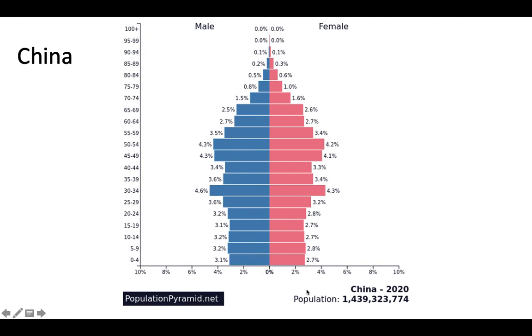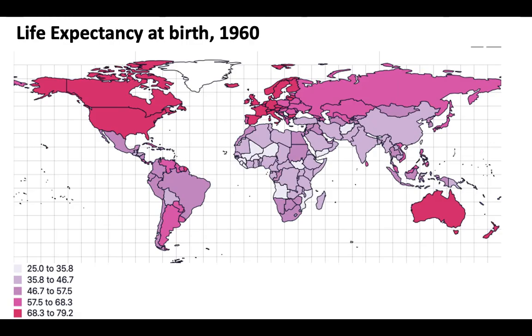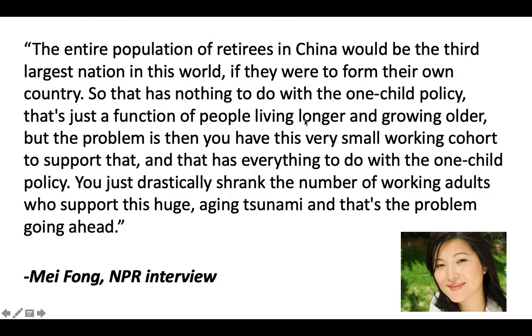And in all cultures, but also in China, the younger population is required or expected to take care of their elderly relatives. And if you have more elderly relatives than you do young generation, there's going to be a higher demand on the young generation to take care of the elderly. And a lot of that has to do with life expectancy, is that people are living until they're older, living until much later ages, right? And that's what she says. It has to do nothing with the one-child policy, just a function of people living longer and growing older.